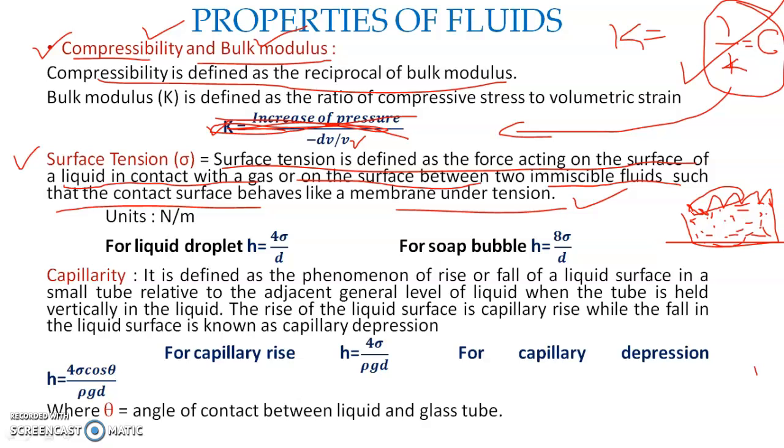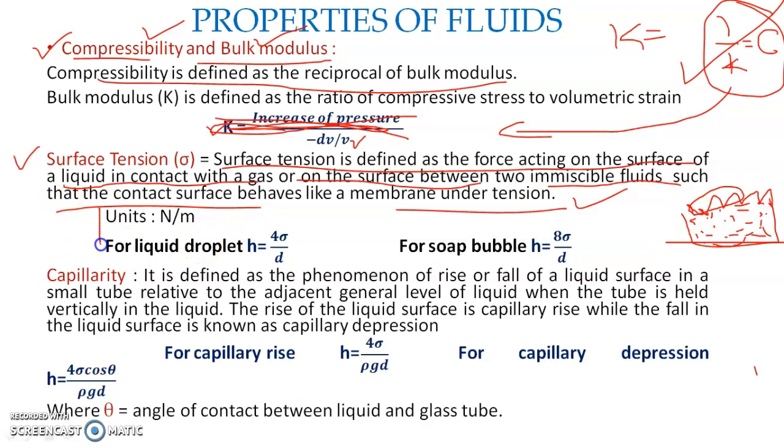Due to surface tension, some cohesive force will be developed inside the water. Cohesive force means the intermolecular force of attraction in water particles. The higher the cohesive force, the higher the surface tension. When the surface tension is lower, the cohesive force is lower. So it is directly proportional to the cohesive force. When the cohesive force is there, the membrane gets stretched. So that is the reason for surface tension.